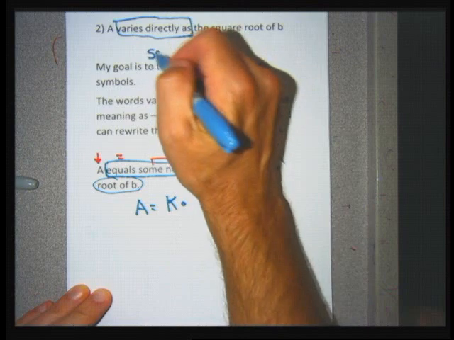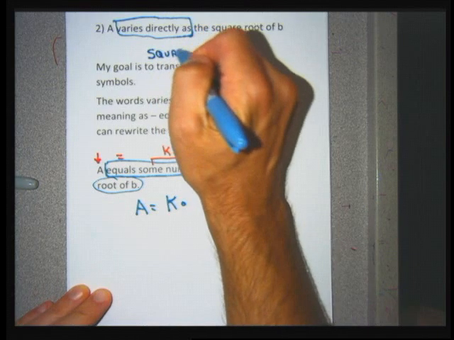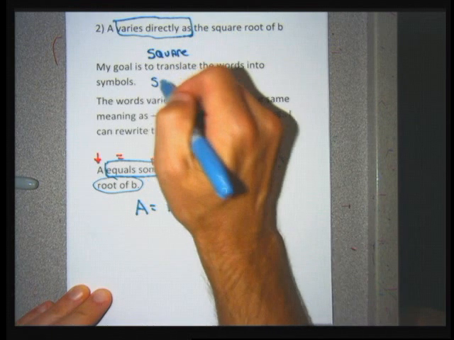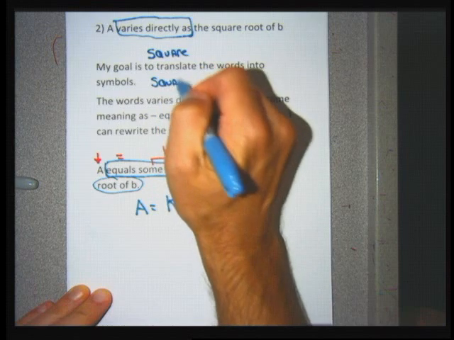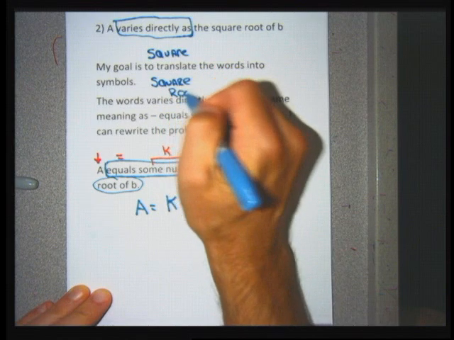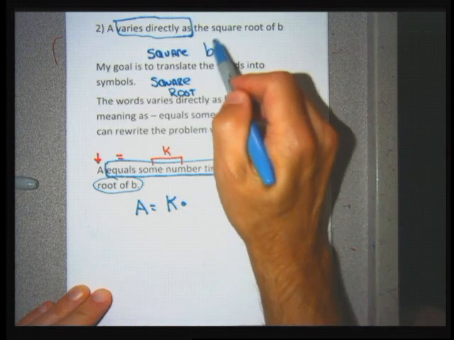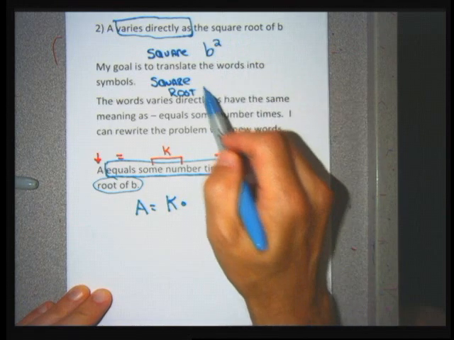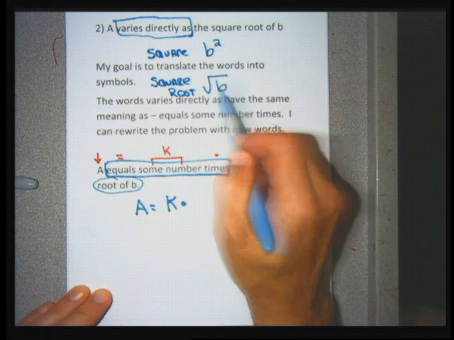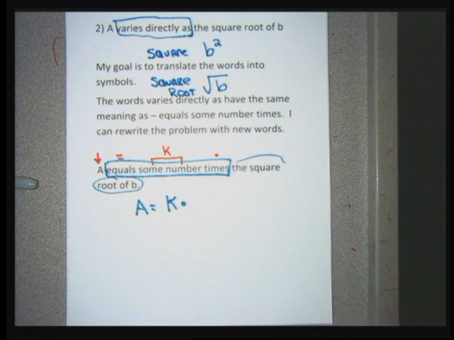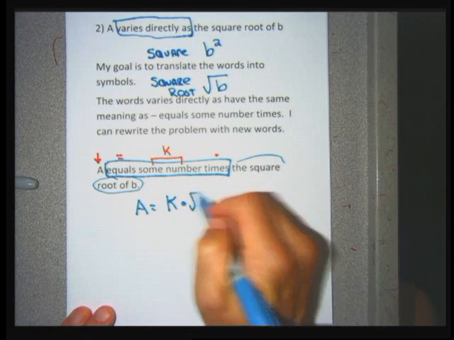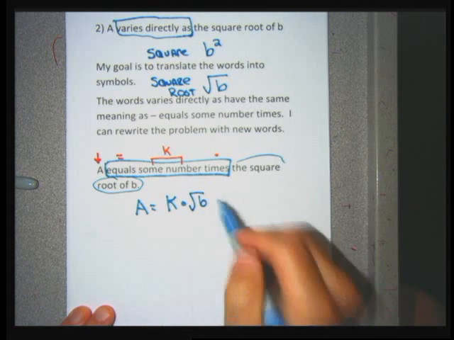So there's a difference between square and square root. In problem 1, after the k, I needed a square of x, and I put an exponent of 2. In problem 2, I need the square root, and a square root is a radical symbol. So after the k, I'm going to put a b under a square root symbol. This would be a correct answer.